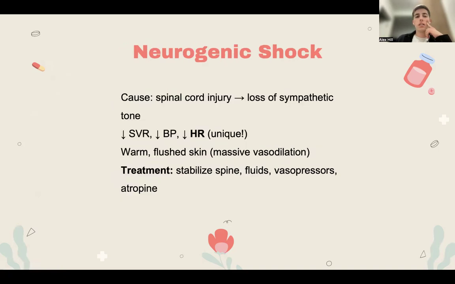Neurogenic shock. So a spinal cord injury, we talked about this loss of sympathetic tone. So the unique one right here is decrease in heart rate, right? Because normally your heart rate is going to increase to compensate. Here it cannot because there's damage to that sympathetic system.